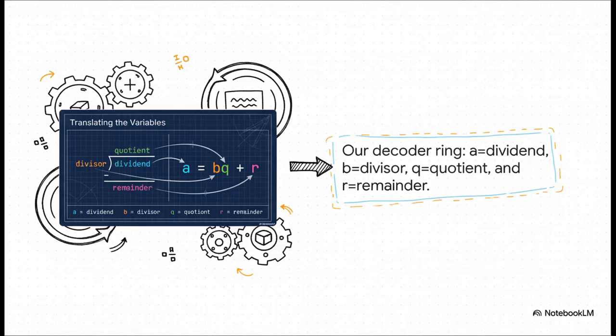This formula is really just a secret code for something we all learned back in grade school. A is simply the dividend. That's the number you're starting with. B is the divisor, what you're dividing by. Q is the quotient, the main answer. And R is the all-important remainder, the leftovers.